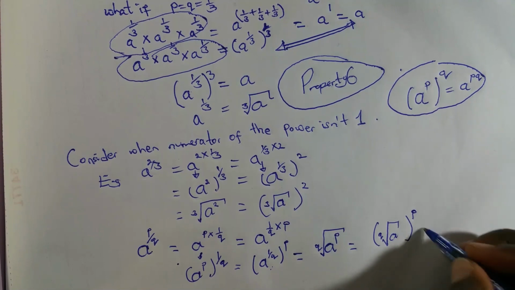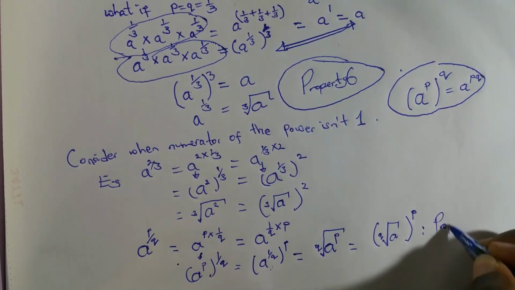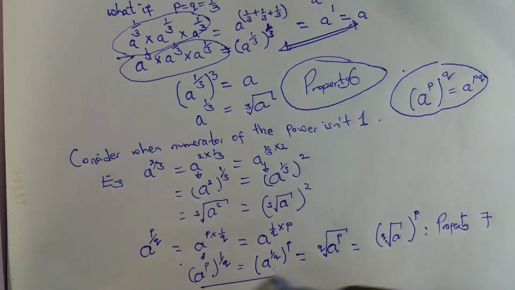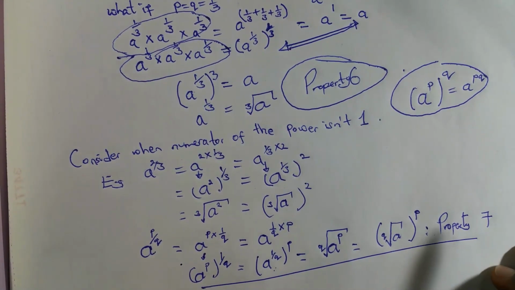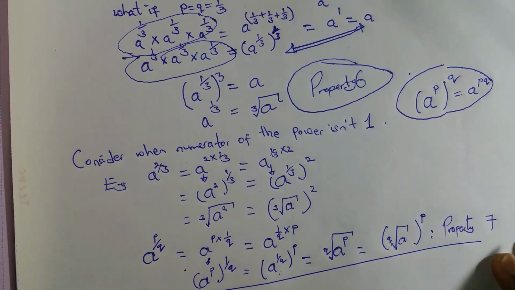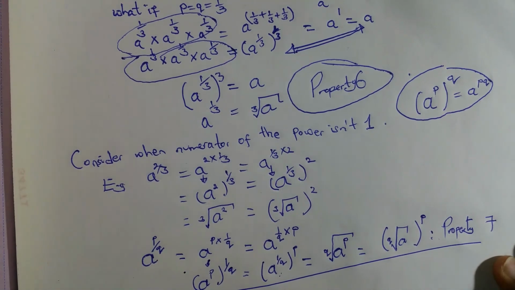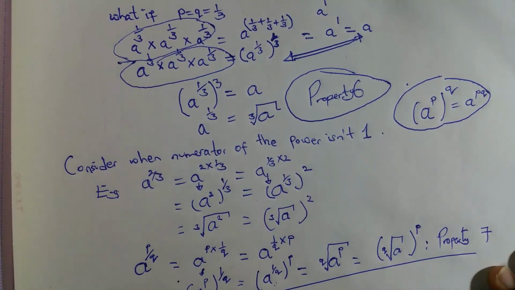So that can be our property 7. You can just manipulate and have those ones like that, and that's enough, we have looked into almost all the properties of indices. And in our next video, we are going to look into some examples that will help us apply these properties that we have looked at today.